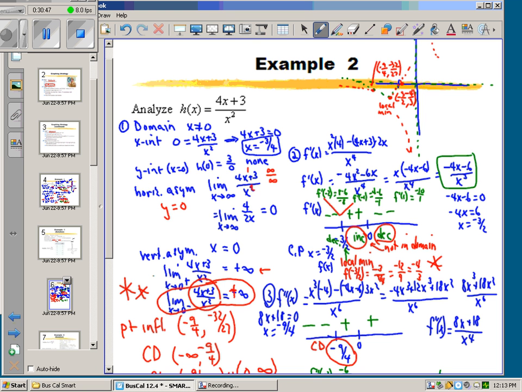Now let's check the concavity before we've got something like this. It's coming down to here, it's going up from there on, and then it's going to be coming down all the time there. So now I'm going to get rid of this piece here. That's not going to be the case.